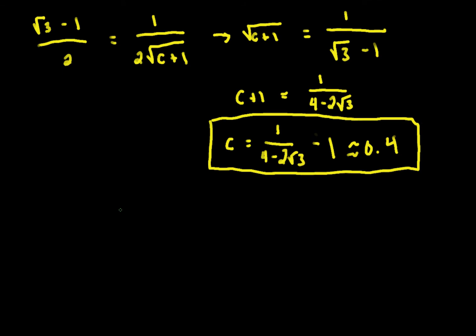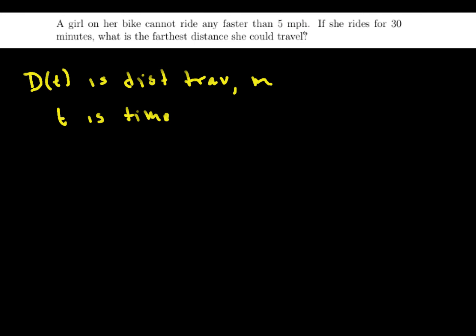So another application could be a problem where we have, say, some bounds on our rate. For example, a girl on her bike cannot ride any faster than 5 miles per hour. If she rides for 30 minutes, what is the farthest distance she could travel? So let's just set this up and say that d of t is distance traveled, and will be in miles. T is time, and since our rate is miles per hour, it will be time in hours.